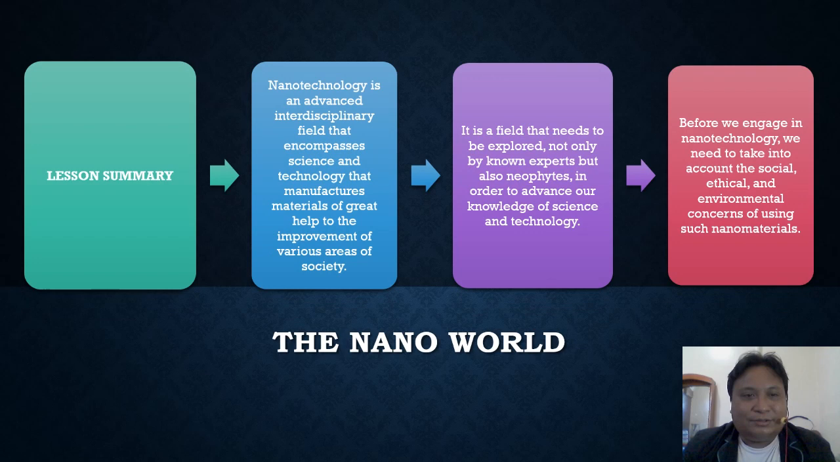Okay, so for the lesson summary, nanotechnology is an advanced interdisciplinary field that encompasses science and technology that manufactures materials of great help to the improvement of various areas of society. It is a field that needs to be explored not only by known experts but also by neophytes in order to advance our knowledge of science and technology. Before we engage in nanotechnology, we need to take into account the social, ethical, and environmental concerns of using such nanoscale materials or nanomaterials.